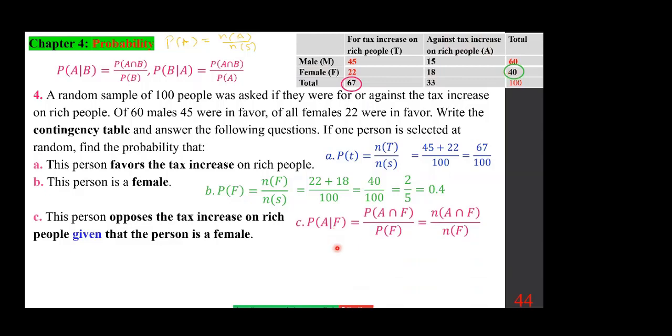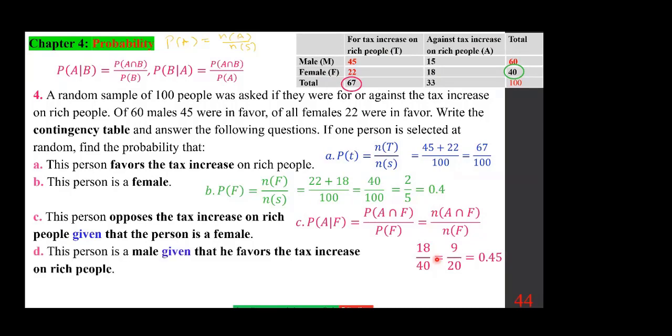Probability of A given F is probability of A intersection F over P of F, or N of A intersection F over N of F, which gives you obviously the same result. But understanding the concept of the given, you can go directly to the table and pick up the answer. As always, reduction.